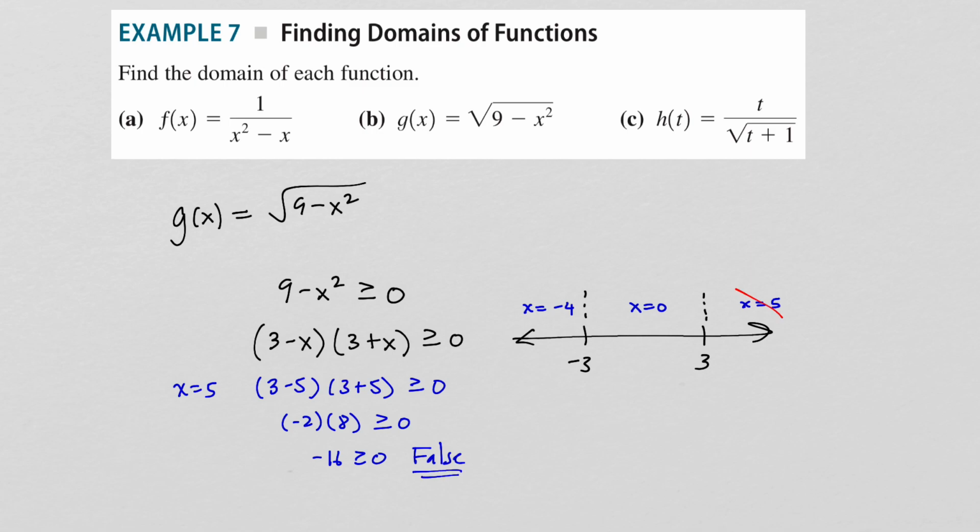So x cannot be 5, and that means x cannot be any number bigger than 3. And if you tested negative 4, you would find the same conclusion. And if you test x equals 0, you would find out that it works, which means x can be any number in between and including, in this case, negative 3 and positive 3.